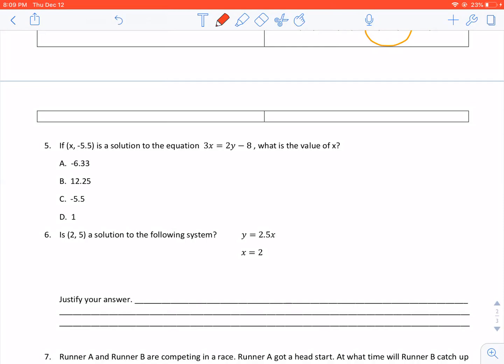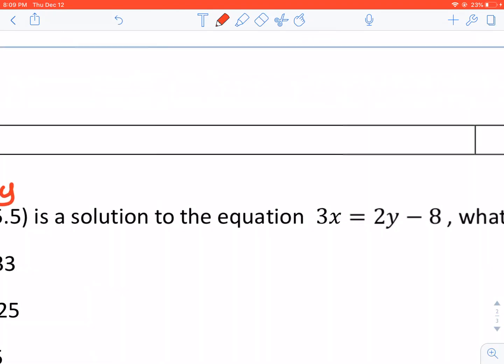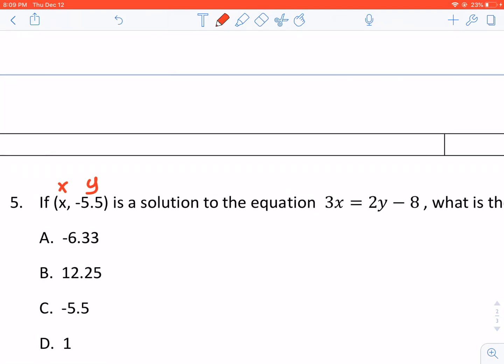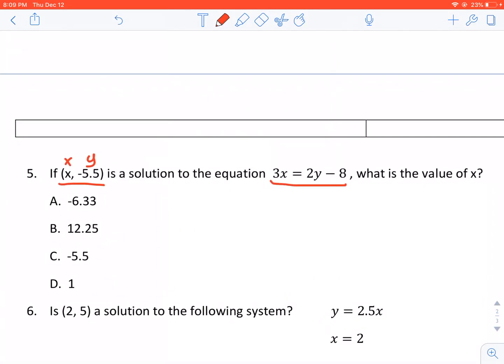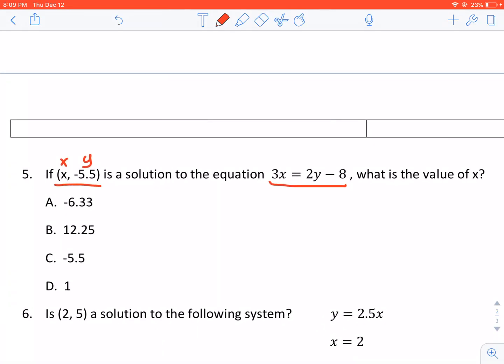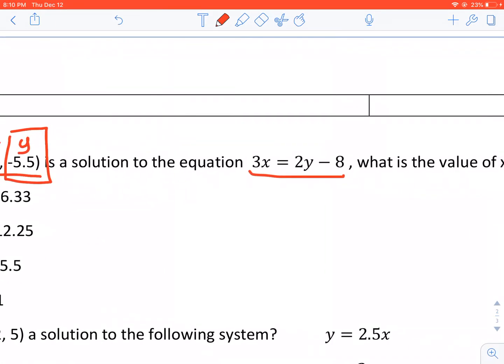Check it out. Right here we know that this is our x and this is our y. And we have an equation that says this point fits into this equation. So we know that the x and the -5.5 have to be part of this equation, meaning the point falls on this line. So we could use this y, we can use this as our y and substitute it in.